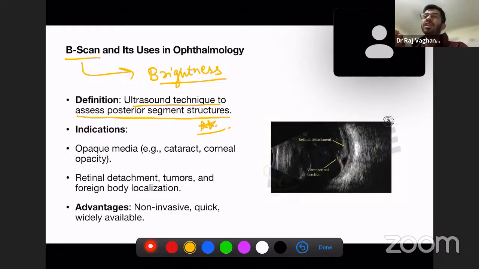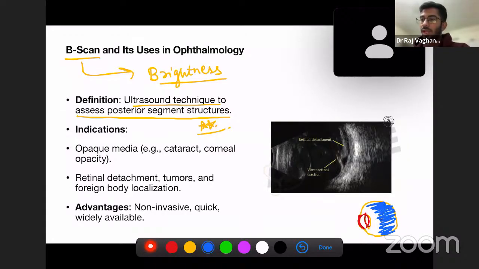Now, what are the indications, or why do we need to get this scan done? If you have an opaque media, for example cataract or corneal opacity, then you cannot examine the patient's fundus. We have discussed this earlier also. This is the cornea, this is my complete eyeball, and this is the lens. If there is a problem over here or over here, then I cannot visualize this part, because this part is visualized only through this way.